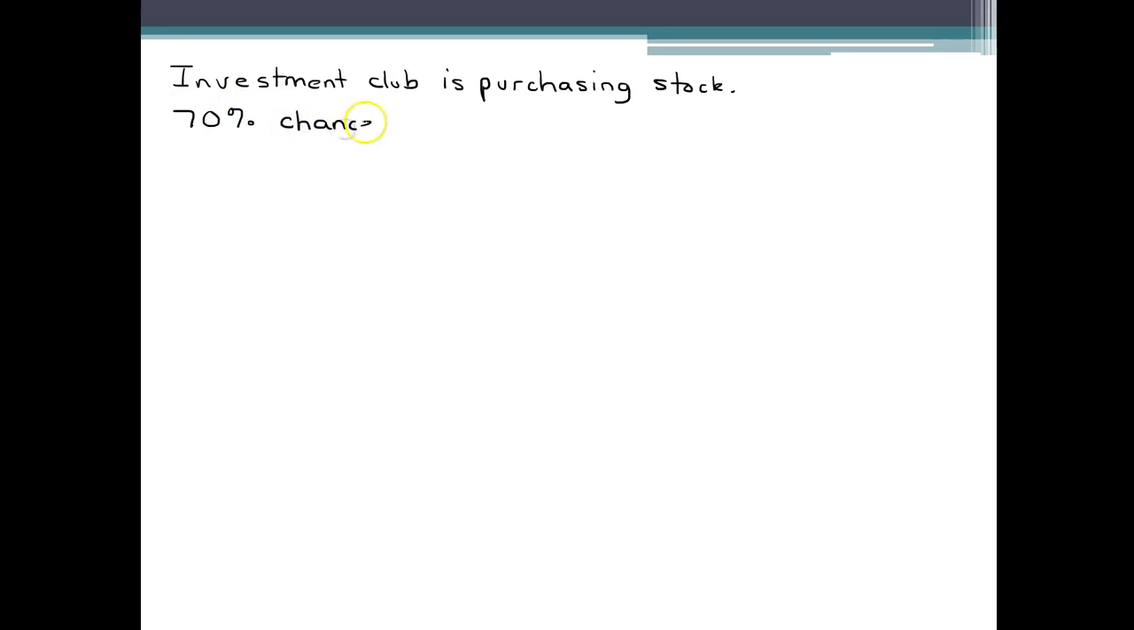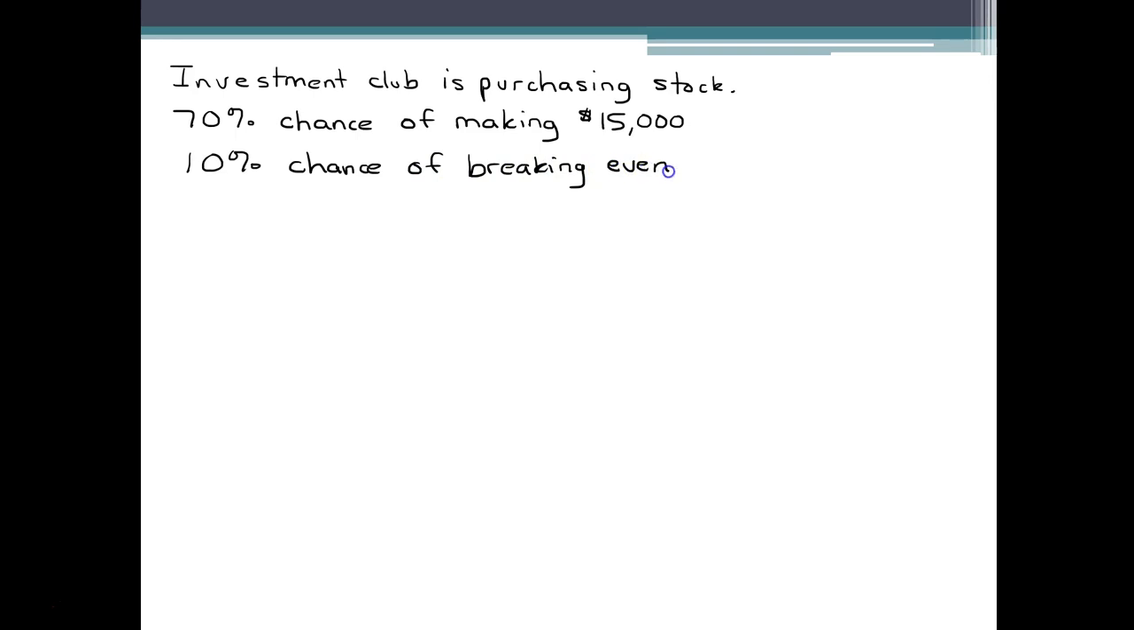All right, another one. Investment club purchasing stock. This is actually number 11 in the book. All right, with that in mind, there's a 70% chance of making $15,000, a 10% chance of breaking even, and then a 20% chance of losing $8,500.